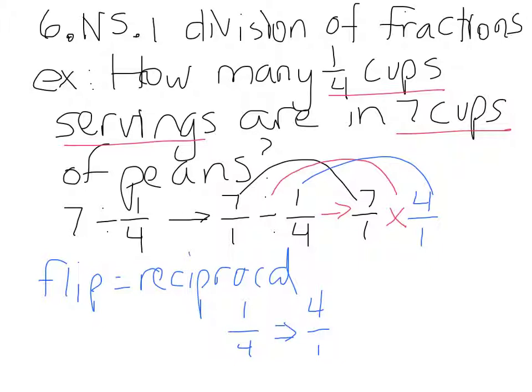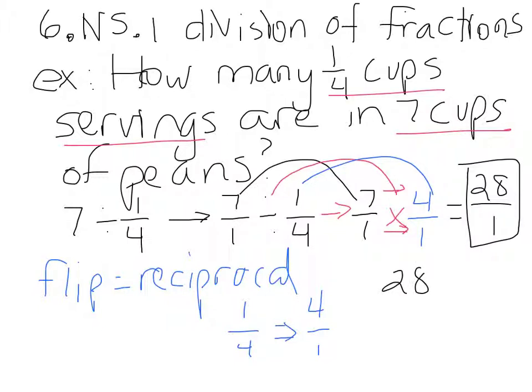When we multiply fractions, we go straight across. To multiply this fraction, we would do 7 times 4 equals 28, and 1 times 1 equals 1. So that would lead us to this as our answer. There are 28 1/4 cup servings in 7 cups of pecans.